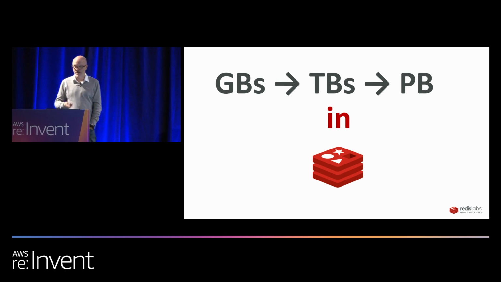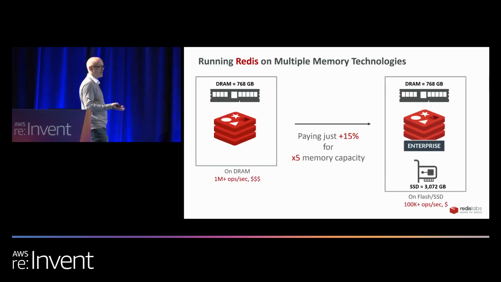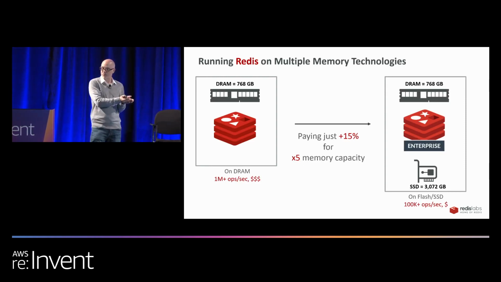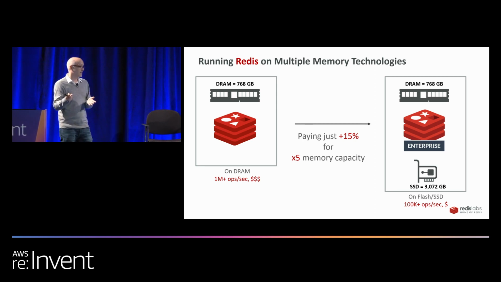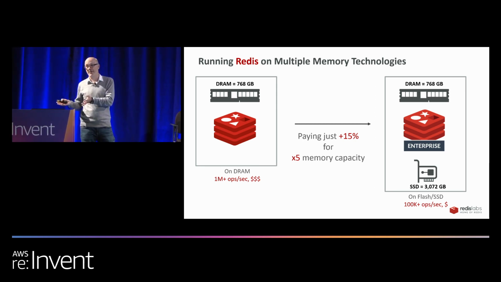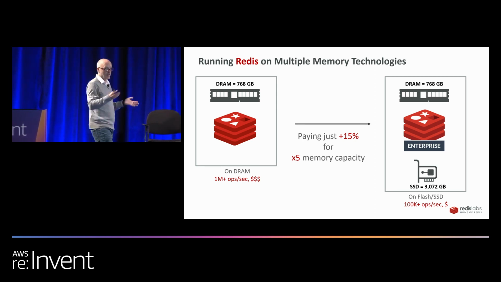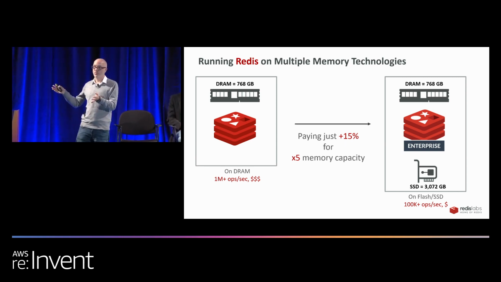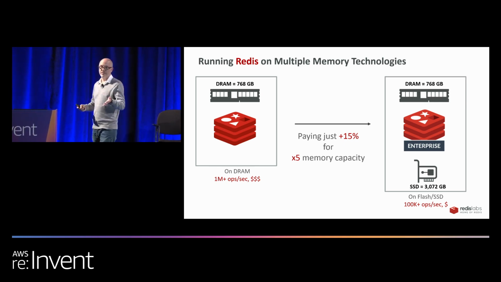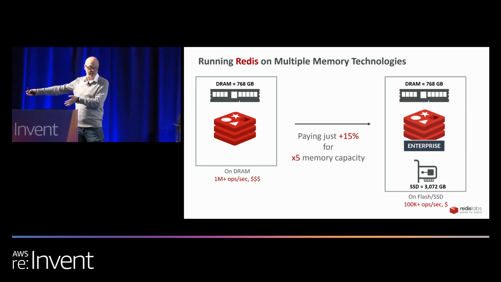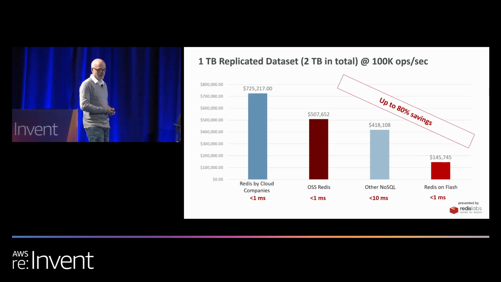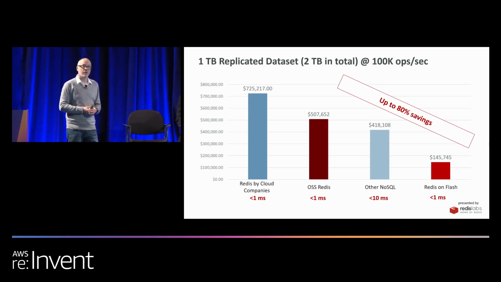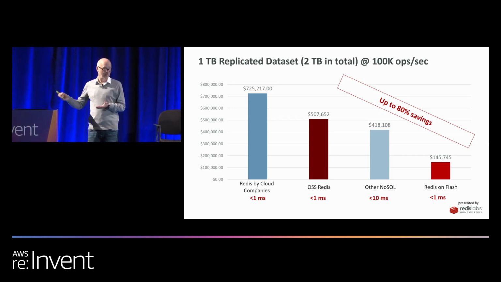One of the other things we've been working on is the ability to tier data between DRAM and SSD. DRAM's super fast, but expensive. SSD is still pretty fast, but a lot cheaper per gigabyte. With Redis on Flash, we can tier the data between those two pools. The hot data is in DRAM, the colder data is in an SSD. This has allowed some of our customers to literally save 80% of their money by being able to tier data between these tiers.